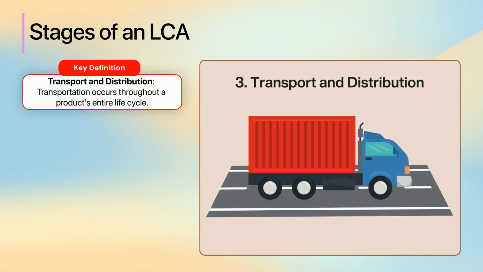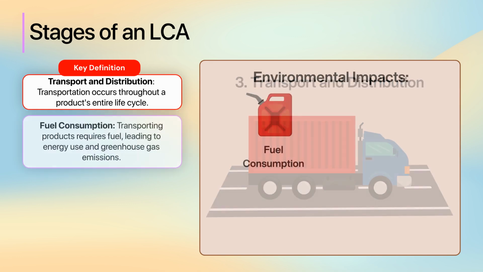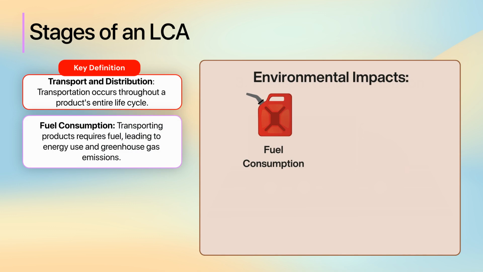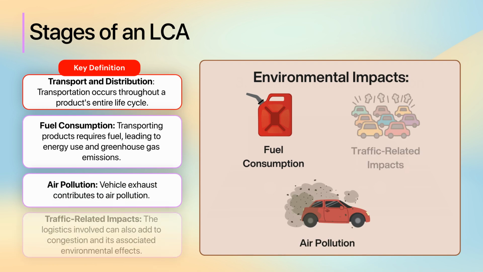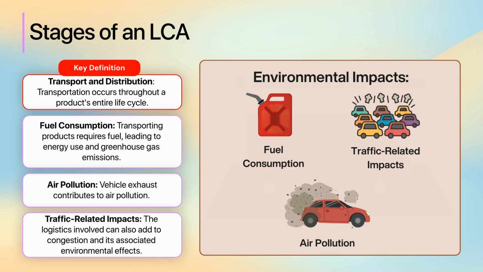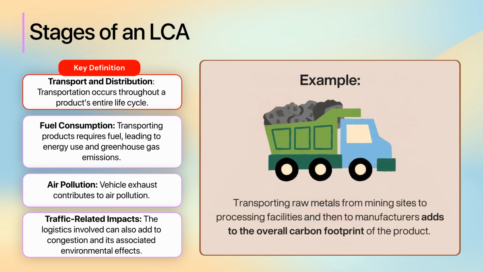Stage 3. Transport and distribution. Transportation occurs throughout a product's entire life cycle, from moving raw materials to distributing finished goods and eventually transporting waste for disposal. The impacts of transportation include fuel consumption. Transporting products requires fuel, leading to energy use and greenhouse gas emissions. Air pollution. Vehicle exhaust contributes to air pollution. Traffic-related impacts. The logistics involved can also add to congestion and its associated environmental effects. For instance, transporting raw metals from mining sites to processing facilities and then to manufacturers adds to the overall carbon footprint of the product.